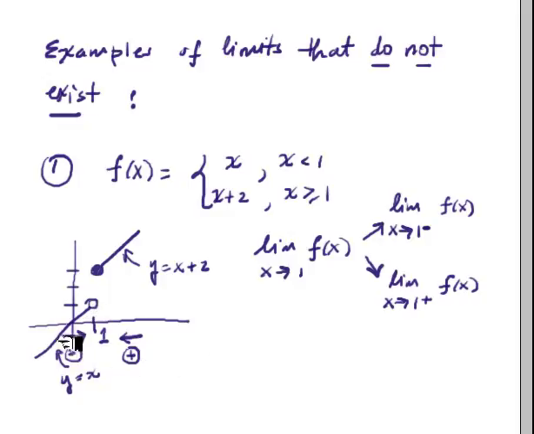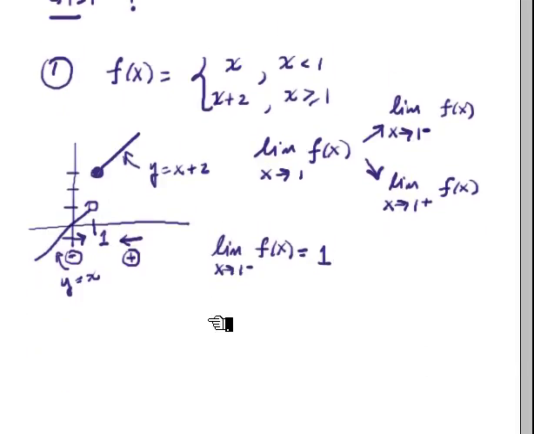All right, so from the left, we're going to use this function, that is y equal x, and when we take the limit from the right, we're going to use this function, y equal x plus 2. So let's just do that. The limit as x goes to 1 from the left is obtained by just substituting into the top here, and we get just 1. Now let's do from the right. And we just substitute into this bottom function. So we have 1 plus 2, we get 3.